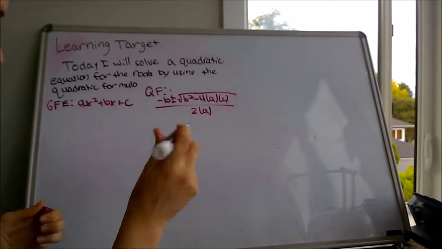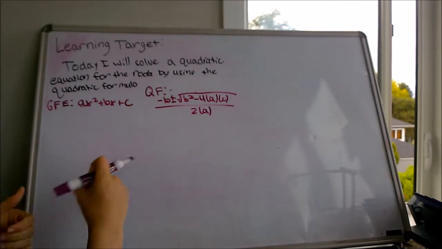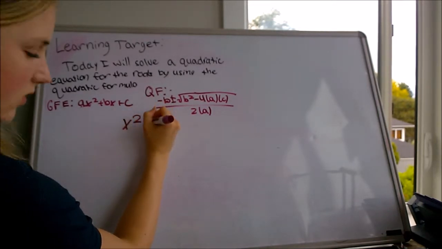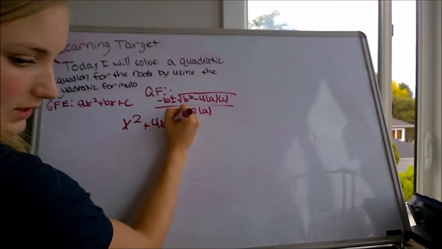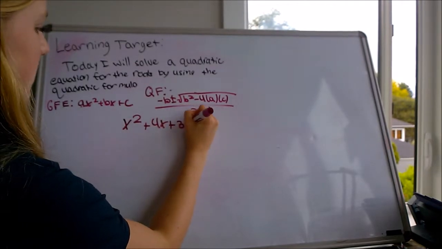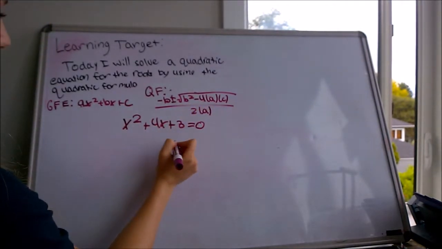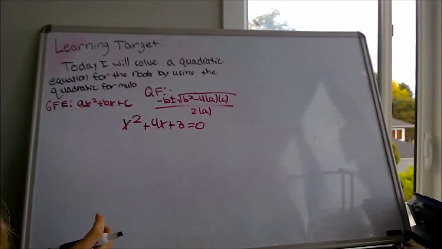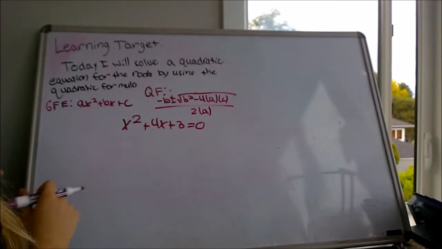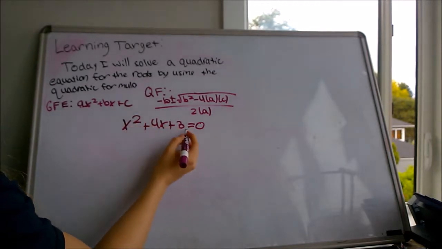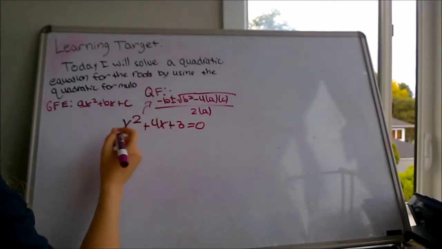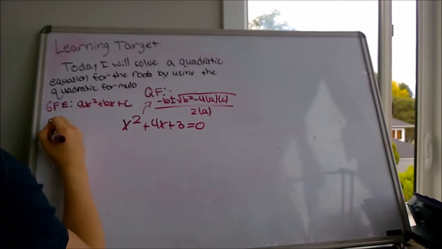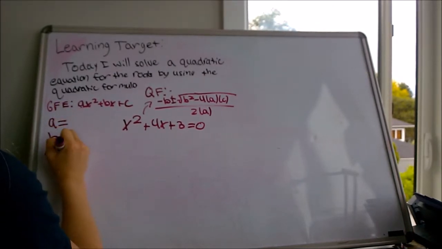So our starting equation that we are going to solve is x squared plus 4x plus 3 equals 0. Setting your equation to 0 is just like setting it to y. It's just easier to solve. So we're going to need to change this equation to the quadratic formula. To do that, our first step is finding the values of a, b, and c.